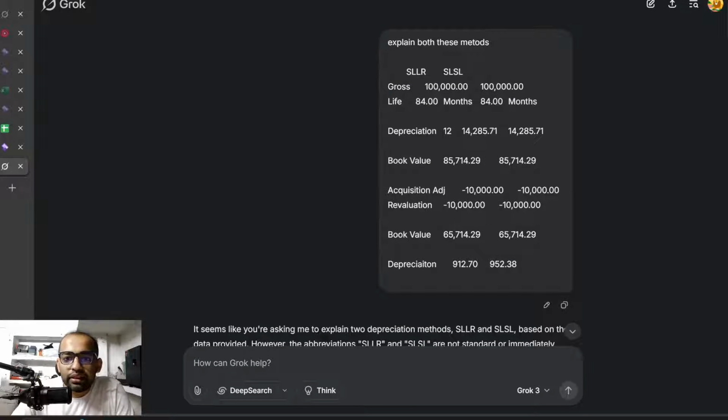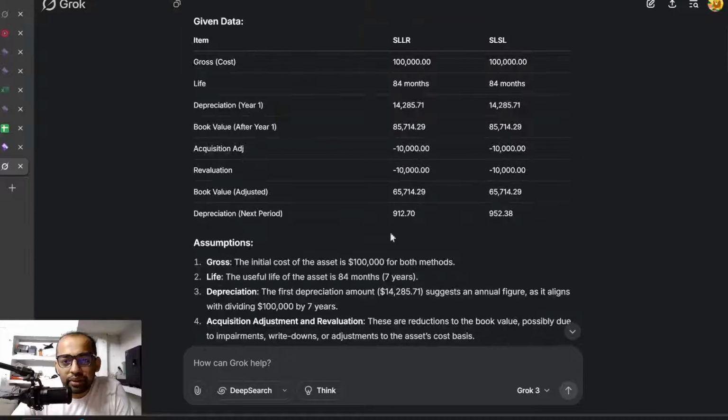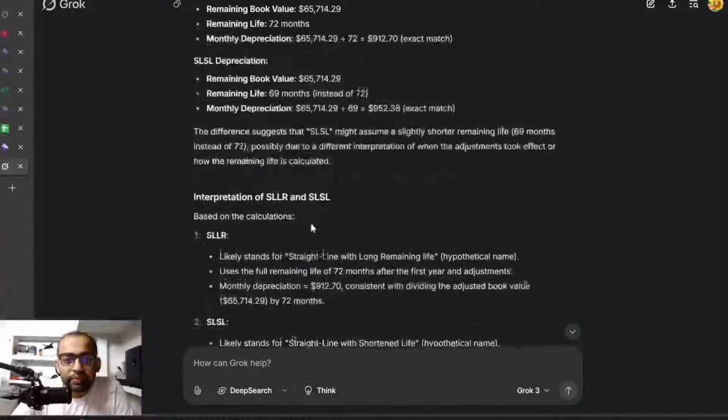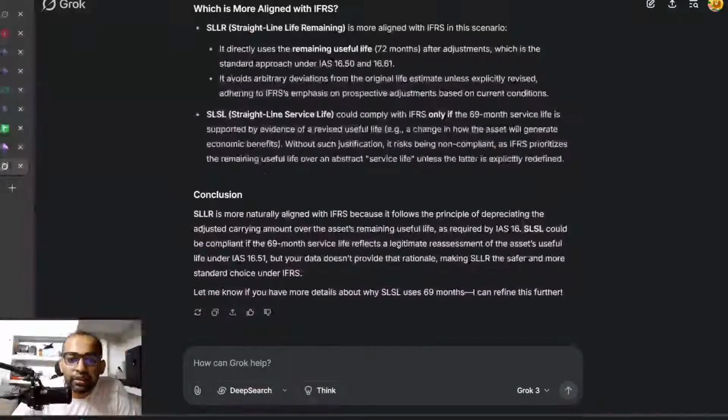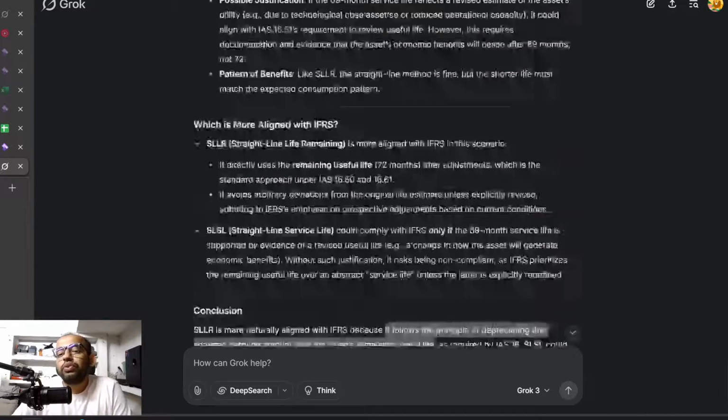So what I did is I asked Grok AI to explain this method, and it explained the whole of this method. Then I asked Grok AI whether the straight line service life method or the straight line life remaining method is more appropriate and more aligned with IFRS. So it clearly says that SLLR, that is straight line life remaining, is more aligned with IFRS because it follows the principle of depreciating the adjusted carrying amount over the remaining useful life of the asset.